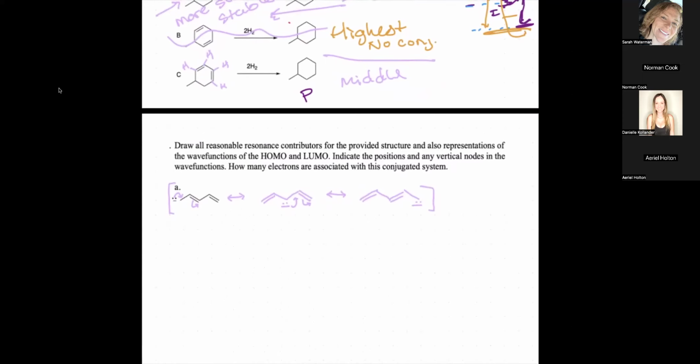Now, indicate the position of many vertical nodes on the wave function, how many electrons are associated in the conjugated system. Okay, so what's our overall resonance structure, right?